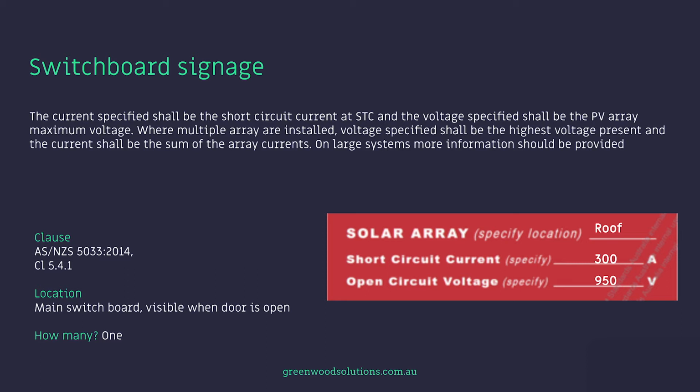The location for this sign is the main switchboard, visible when the door is open, very important. How many? 1. Now, this is one that a lot of installers get wrong. The short circuit current here is 300 amps, which is the combined short circuit current of all the arrays. And the open circuit voltage is the VOC max of the string that has the highest VOC max. Very important to get that right.